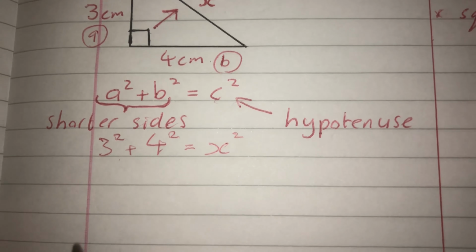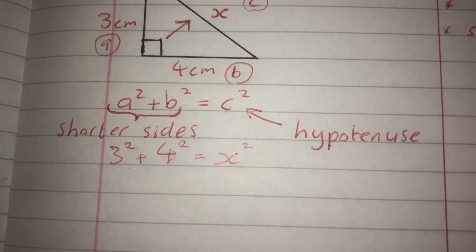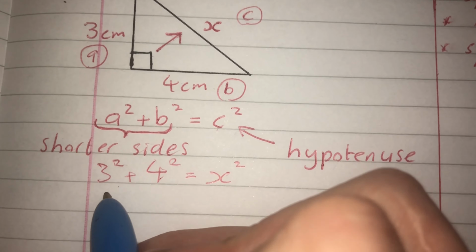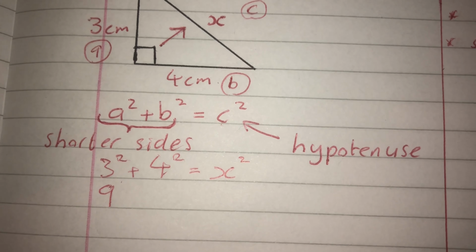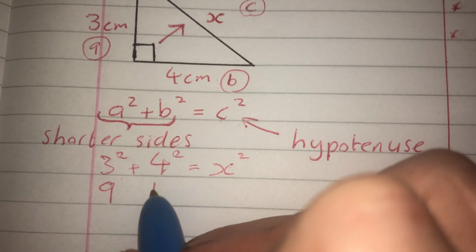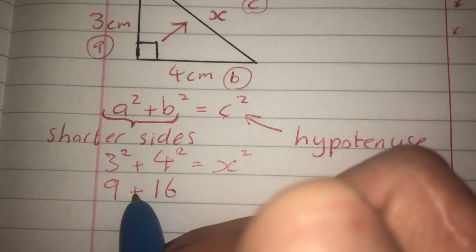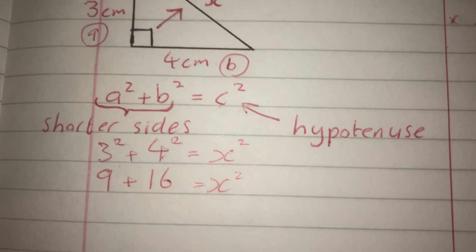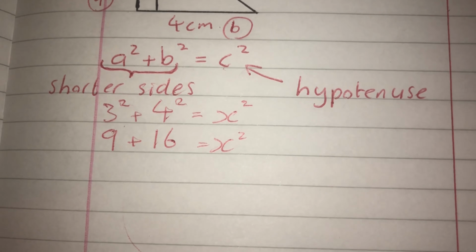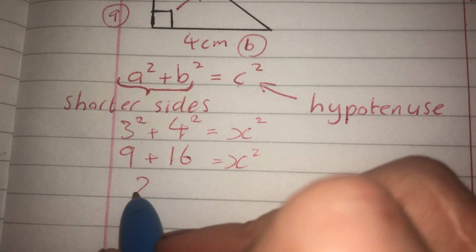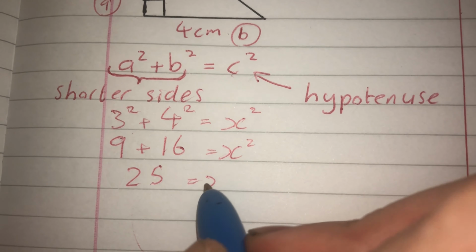Okay, so working our way through the formula now that we've substituted everything in. 3 squared is 3 times 3, which is 9. 4 squared is 4 times 4, which is 16. And we're adding these two. I do it line by line, setting my working out nice and neatly. 9 plus 16 is 25, which equals x squared.